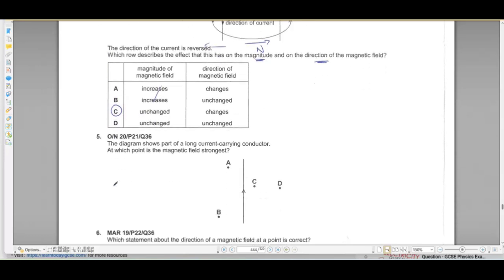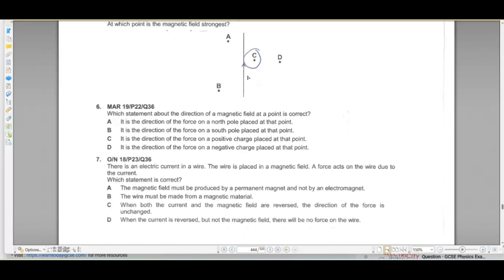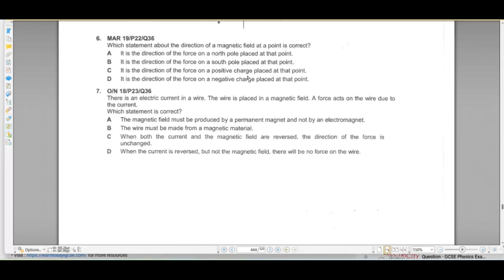Okay, moving forward, question number 5. The diagram shows part of a long current carrying conductor. At which point is the magnetic field strongest? The magnetic field is going to be strongest at a point which is very close to the wire. So the point which is very close to the wire is C. So here the magnetic field is going to be strong, due to a current carrying conductor.